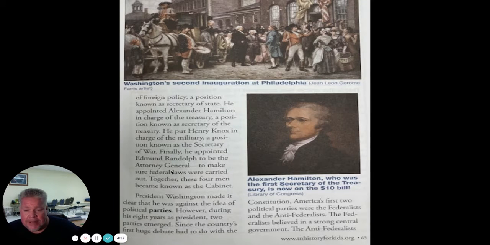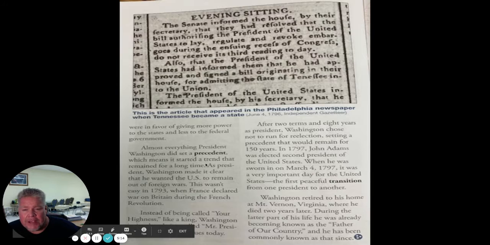President Washington made it clear that he was against the idea of political parties. However, during his 8 years as president, 2 parties emerged. Since the country's first huge debate had to do with the Constitution, America's first two political parties were known as the Federalist and the Anti-Federalist. The Federalists believed in a strong central government. The Anti-Federalists were in favor of giving more power to the states and less to the federal government.